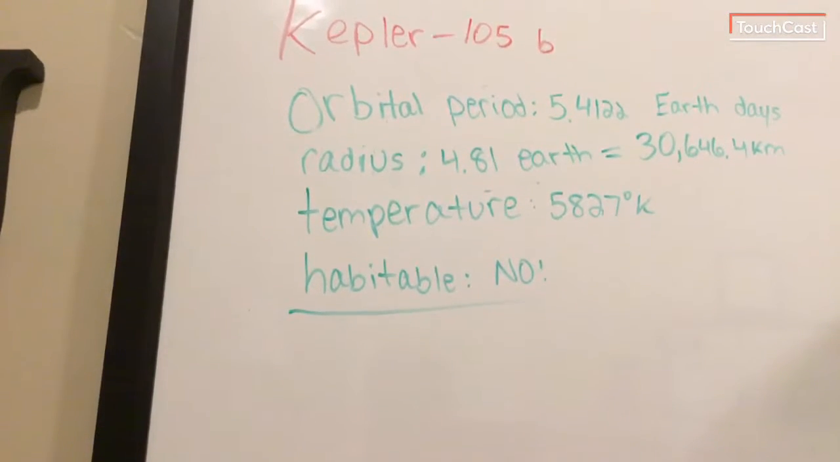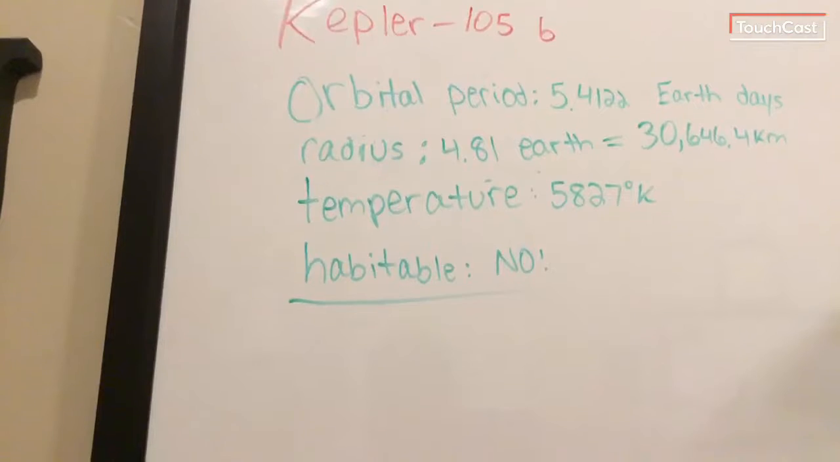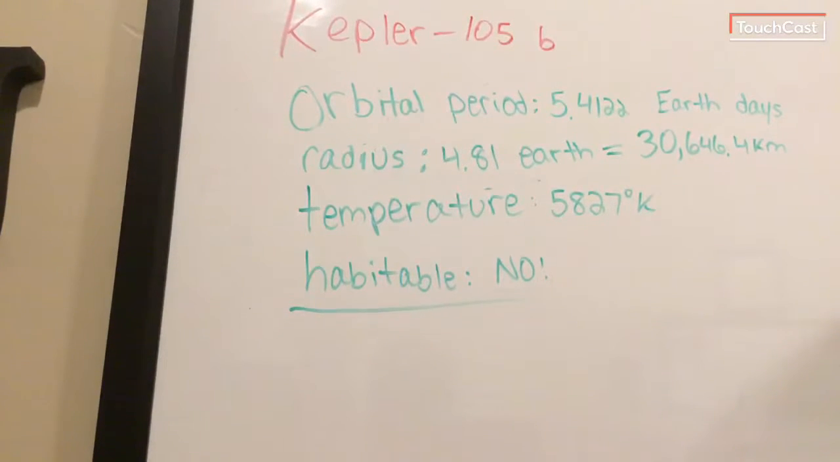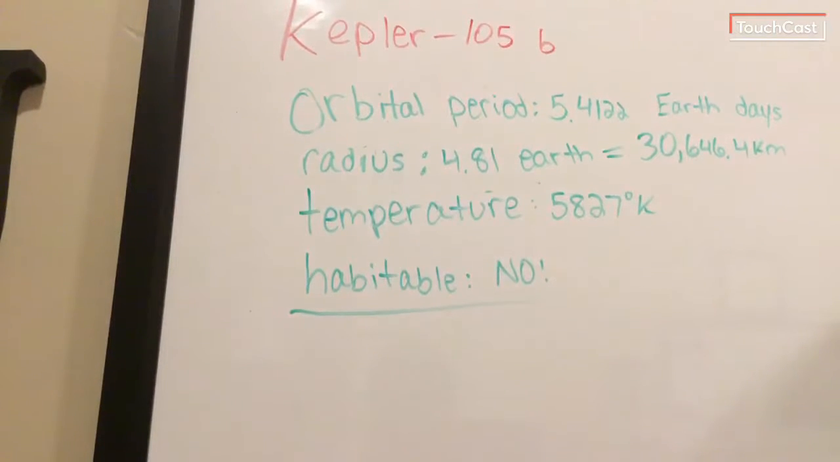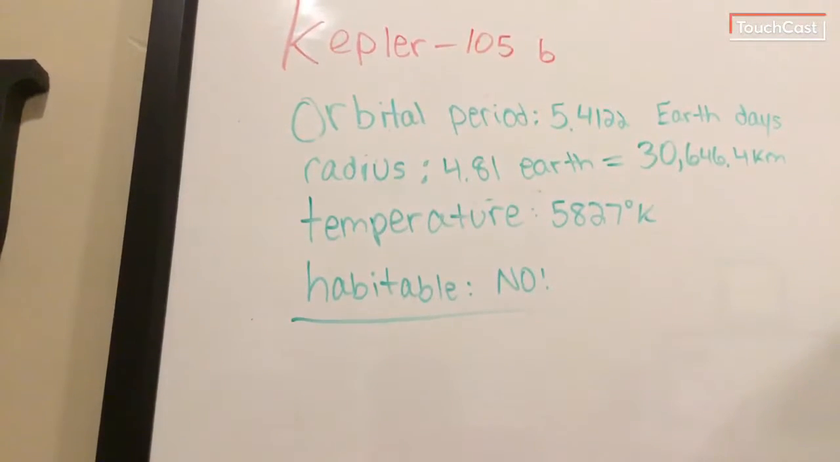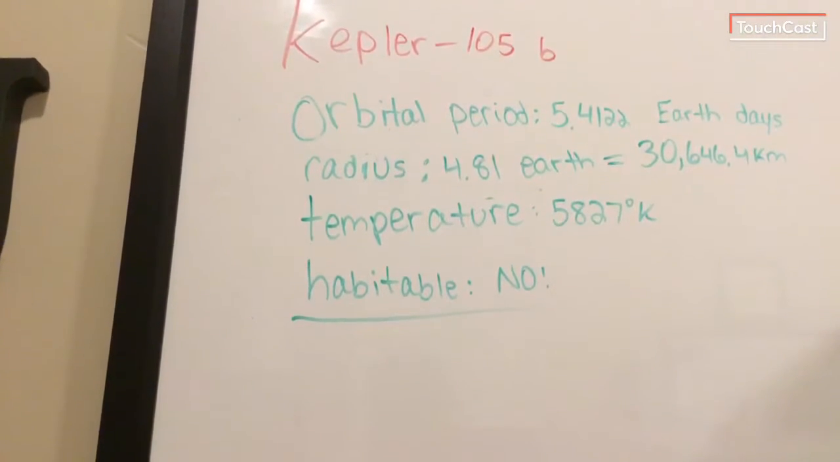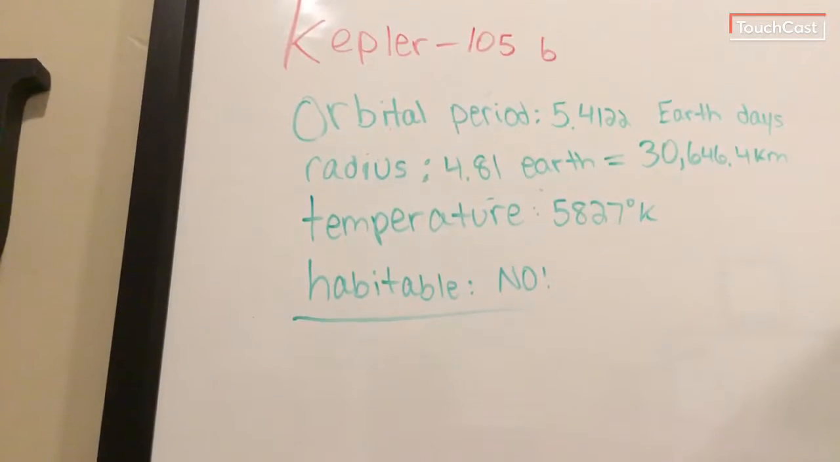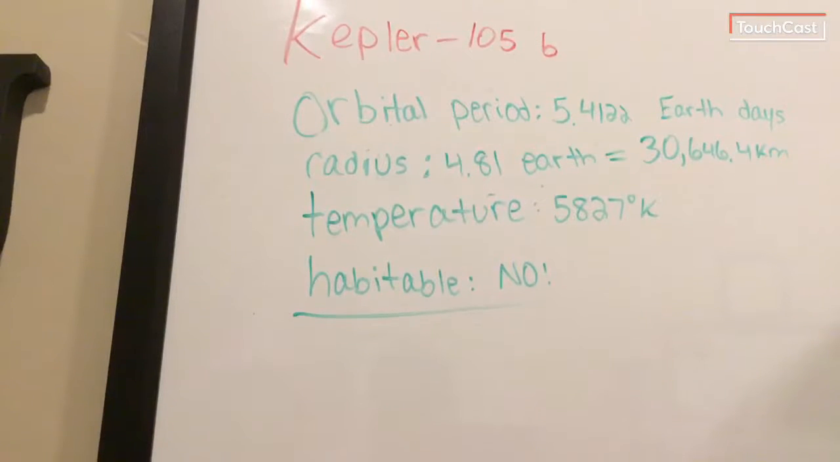The host star that Kepler-105b orbits is named Kepler-105. Kepler-105 has two exoplanets that orbit it, Kepler-105b and Kepler-105c, and also a third unidentified object known as KOI-115.03. All three of these objects are found to orbit far outside the habitable zone.